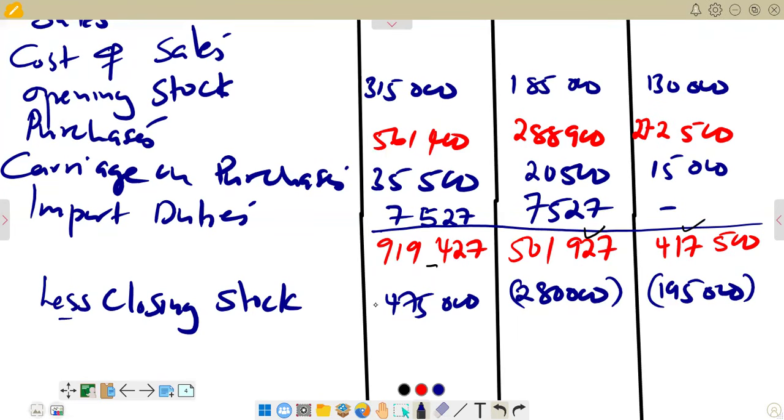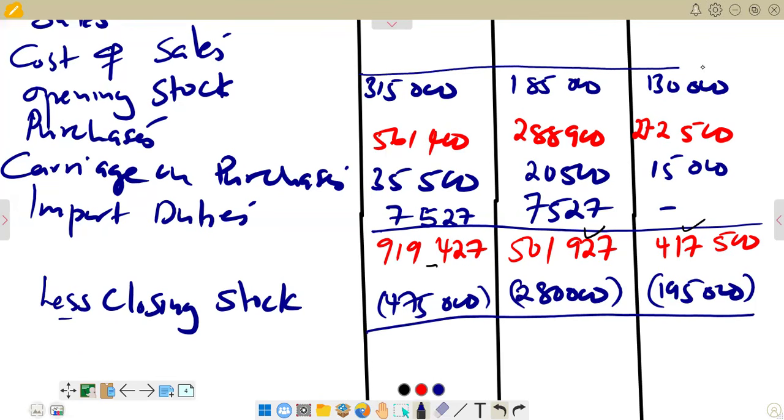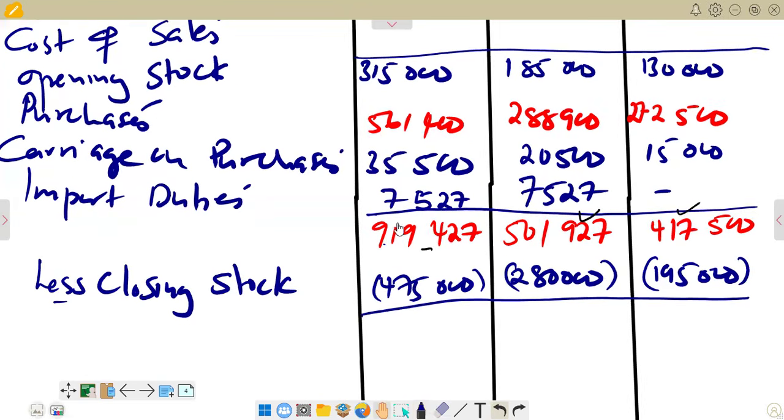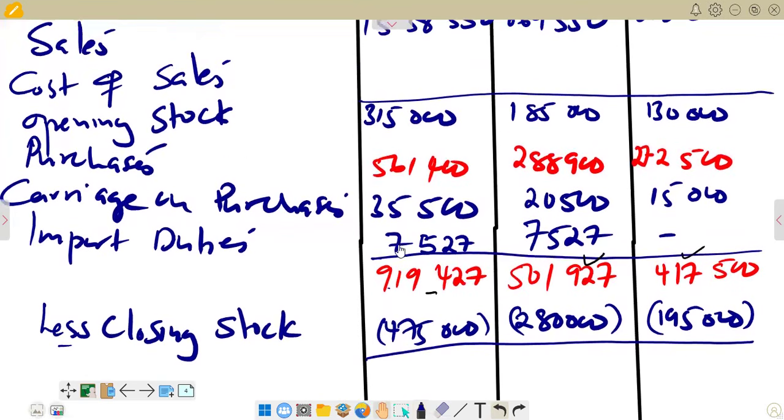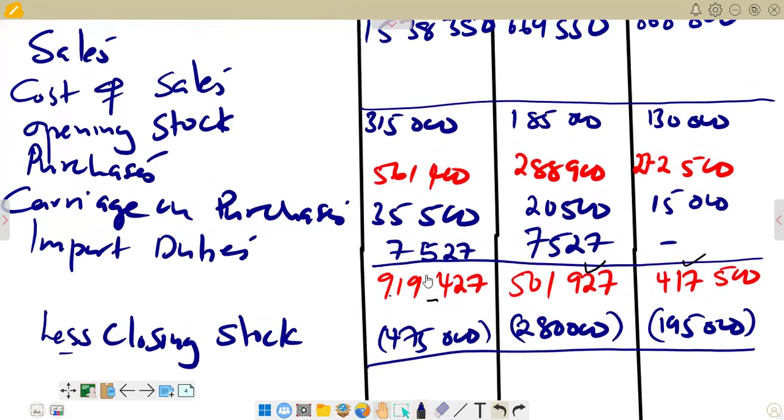So this is also what we are supposed to subtract, and we can try to close here because we want to find the figure for cost of sales. For cost of sales, we are saying opening stock, the figure that we got here, the total, minus the closing stock. So 919,427 minus 475,000, then we get the gross profit there. So let's try to see. We calculate it as such. What are we going to get?